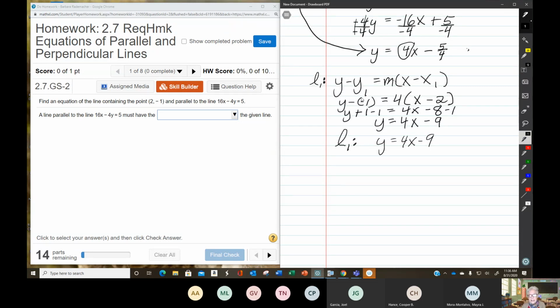Now you can find any point. If you could live that long, you could find an infinite number of points that are on this line. It's true.